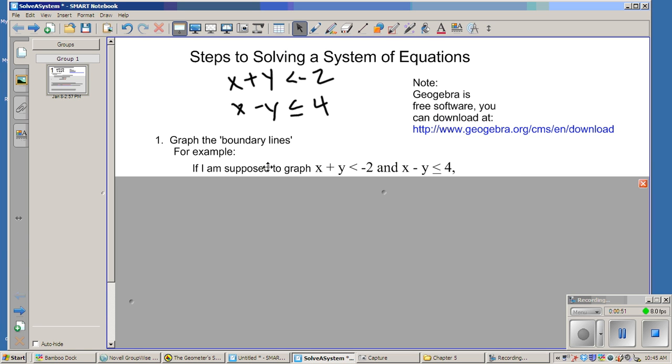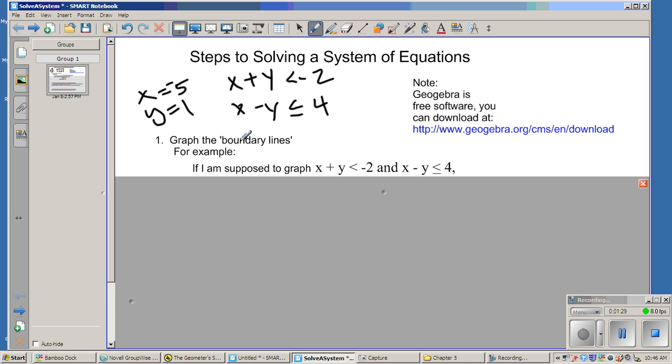So if I have to solve this system, there are many solutions to it. For example, maybe x equals -5 and y is 1. That would work for both of these. -5 plus 1 is less than -2. -5 minus 1 is less than or equal to 4. But there's infinitely many solutions. So that's not the only solution. Otherwise, I'd be a really lucky person. I just guessed it.